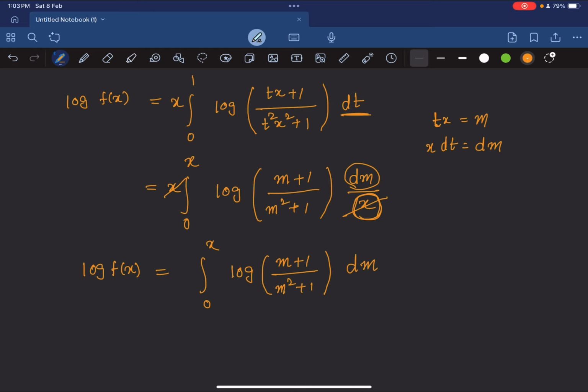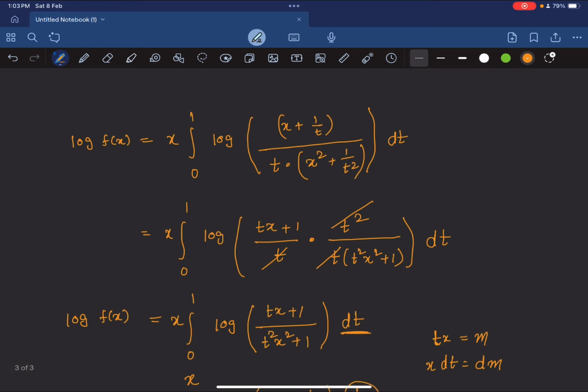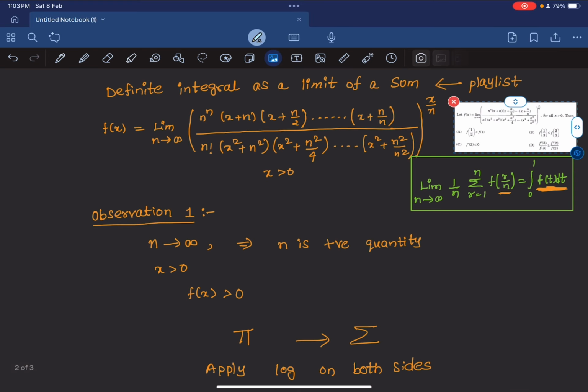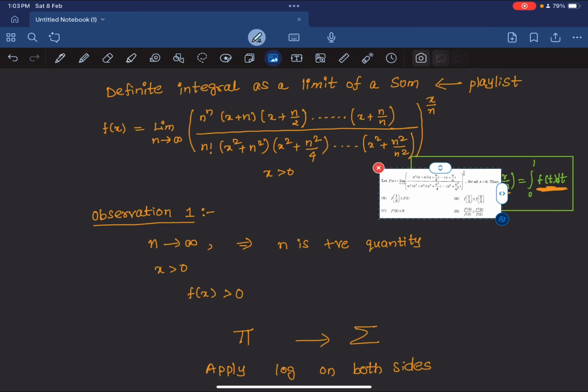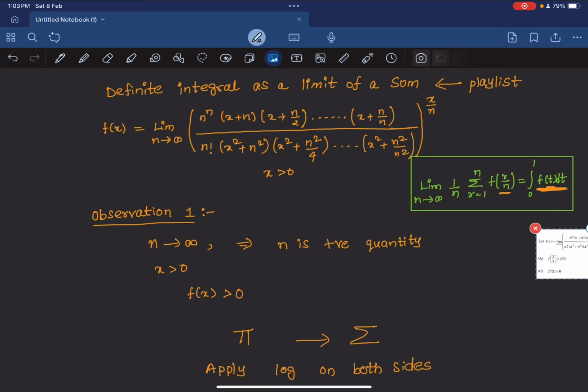Now what can we do? How do we solve this integral? So let us go through the question once more. This is the question that we have. Let me paste it over here.